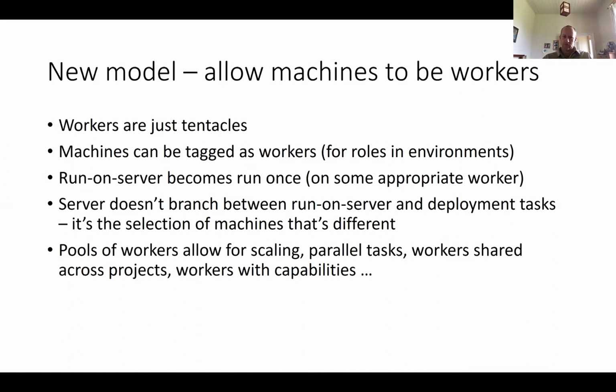This allows for all kinds of nice things. You could have pools of workers where we pick one particular worker, or if they're running multiple of these steps in parallel, you can scale them out. You can have workers shared across projects, or in your production environment have particular workers that are locked down more. You could tag workers with capabilities and say, this worker's got this capability, so this kind of step should run there, and other steps should run elsewhere.